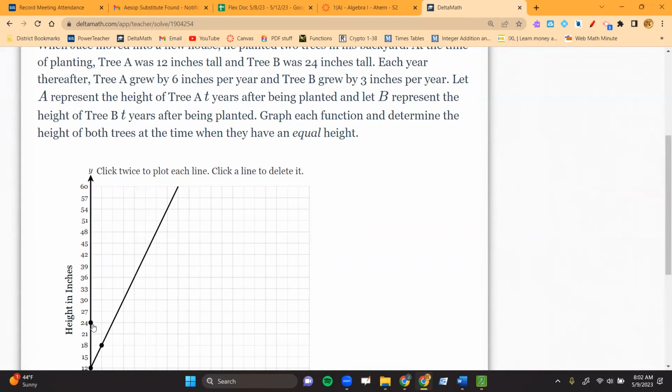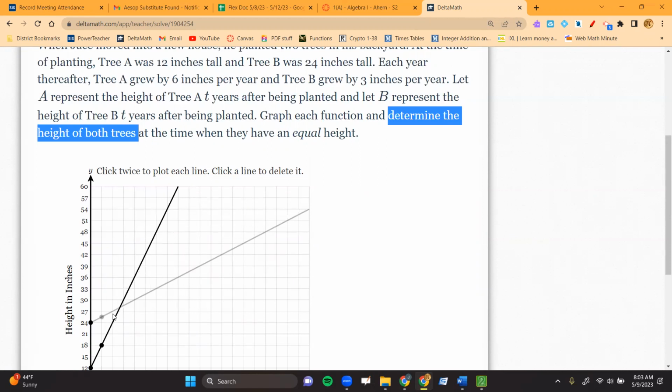Sometimes the question will be about how much time. Sometimes the question will be about the height. This particular question says determine the height of both trees at the time when they're the same. So we're not going to answer this question in terms of, oh, it takes 3 years or whatever. We're going to answer it in terms of, oh, when they are the same, they are this tall. So anyways, back to tree B.